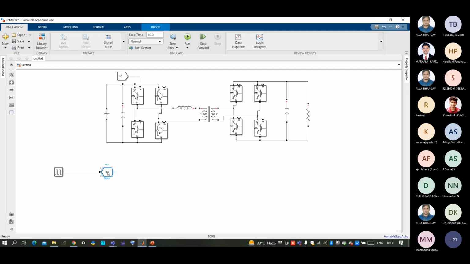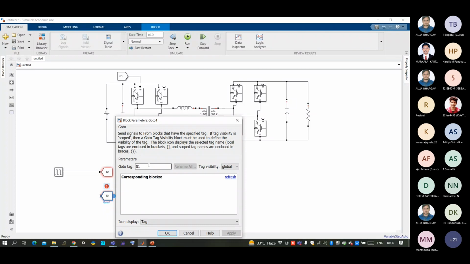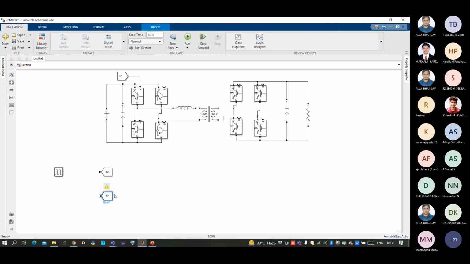Now again S4. So I need to define now S4. Now again test. Now I need to give S2, S3. So I need a NOT gate.